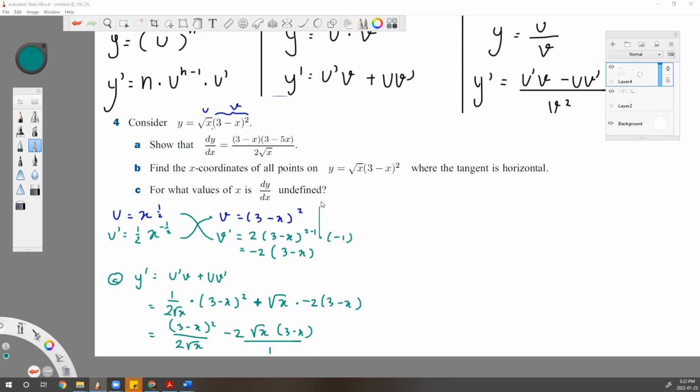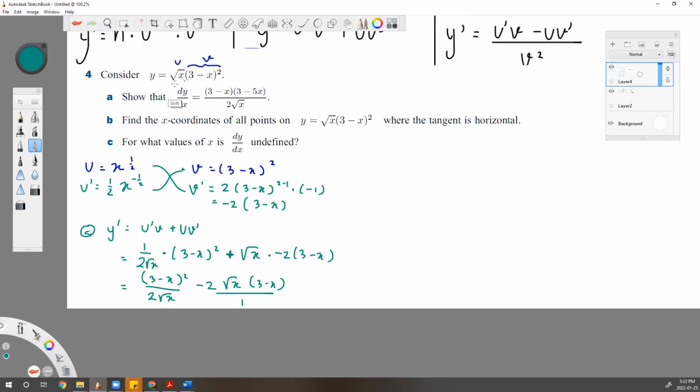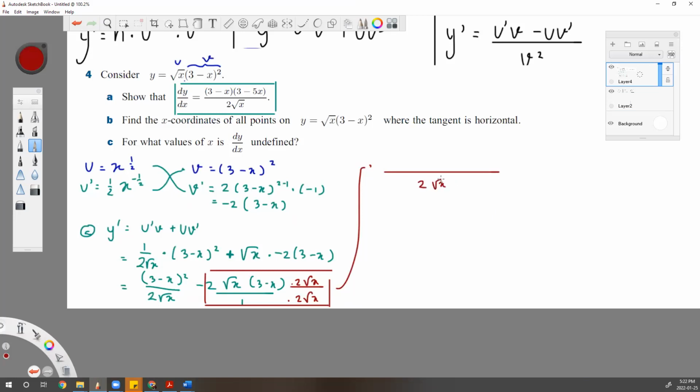But you need to make the denominator equal. See, look at the question. It has to be on the same denominator. So what you need to do is multiply by 2 square root x and 2 square root x on the right side, on this part. Okay, now we have the same denominator. So 3 minus x bracket square minus, put 2 square root x times 2 square root x is 4x, and then 3 minus x. Understand, Vicky?